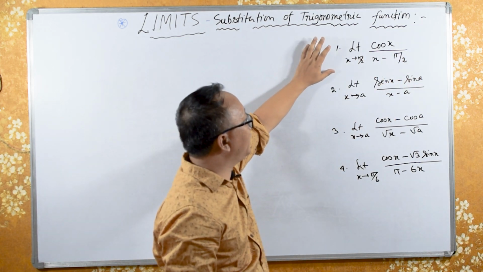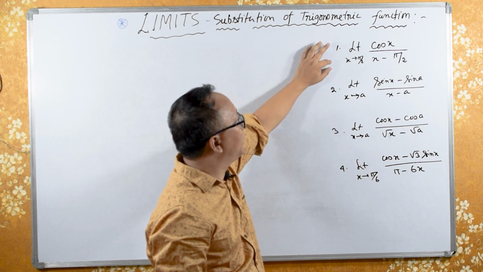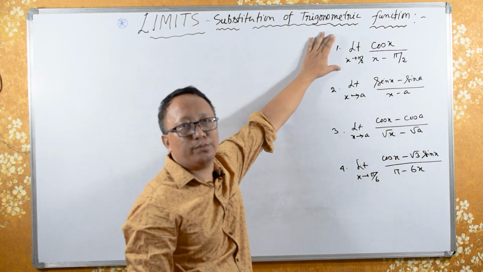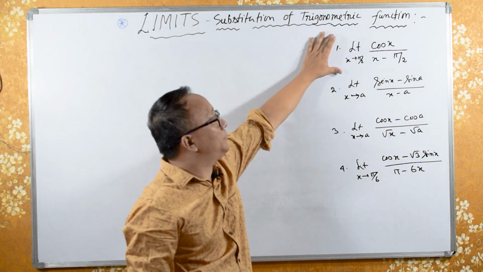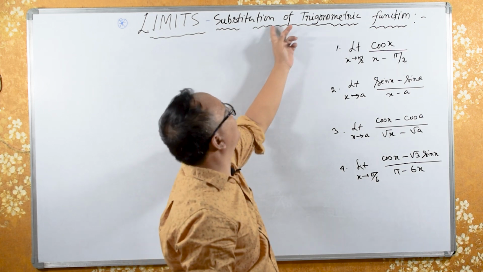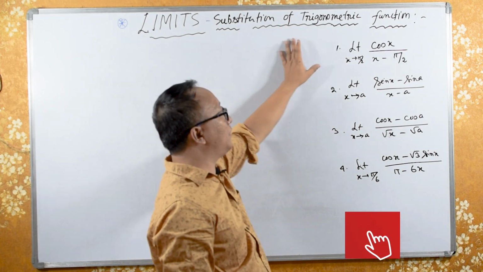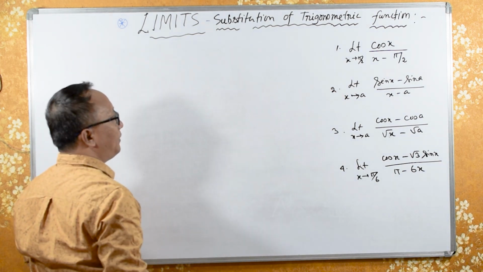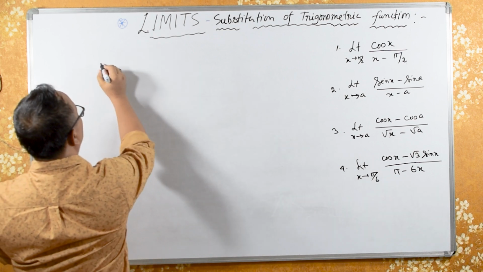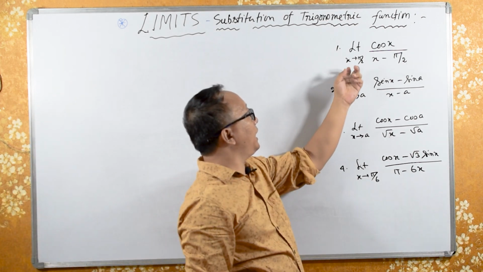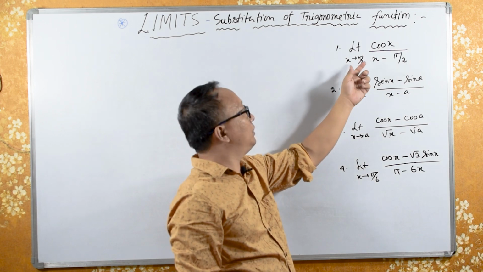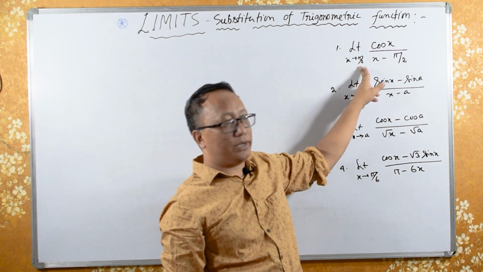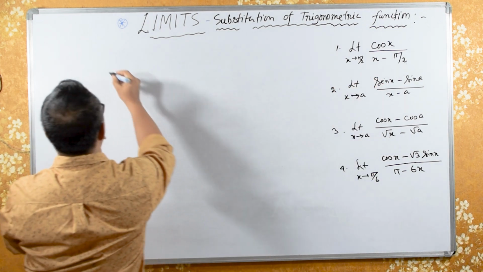What we can do is either apply trigonometric substitutions, or use L'Hospital's rule. Today's topic is regarding substitution of trigonometric functions. We'll use some standard substitutions. I will tell you how to use substitutions. Since x tends to pi by 2, you put x minus pi by 2 equals some variable h.